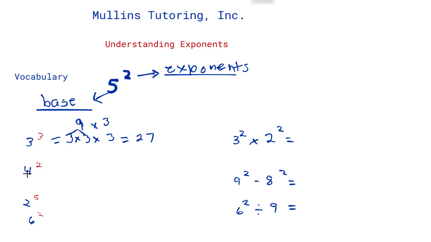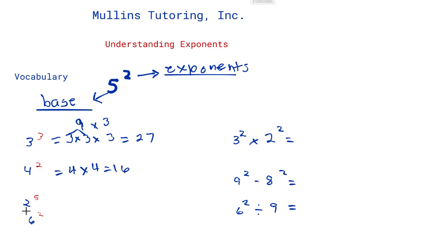Our second one is 4 squared, so I've got my base of 4, and I'm going to multiply it times itself 2 times. 4 times 4 is 16.